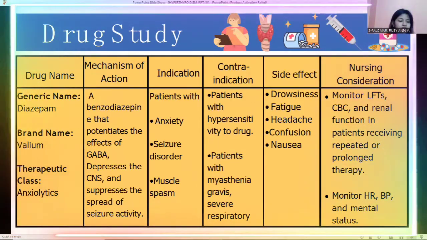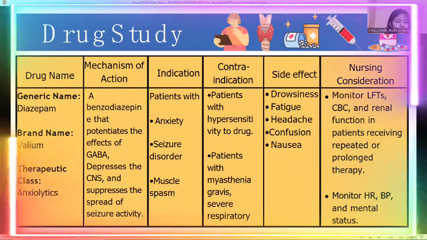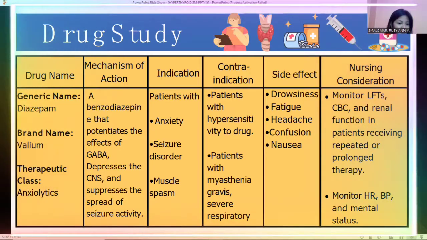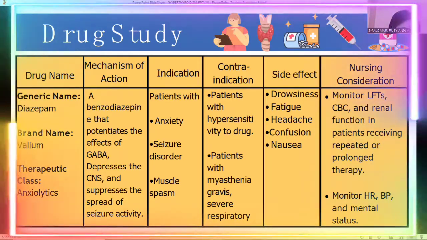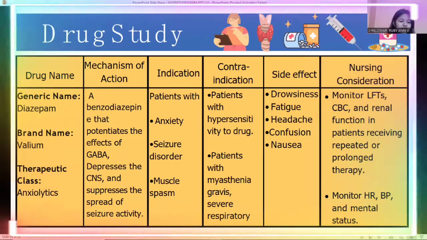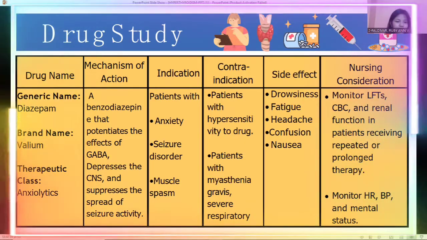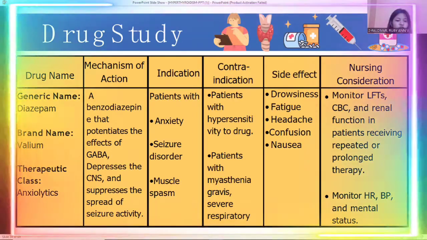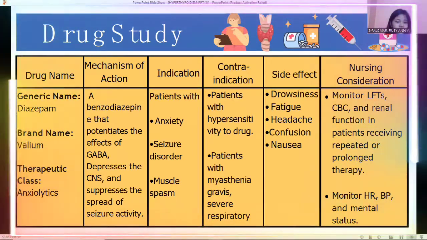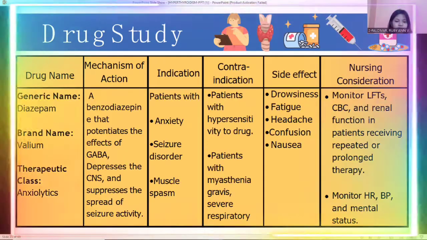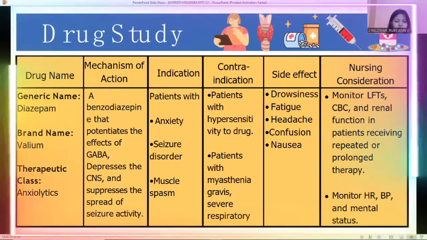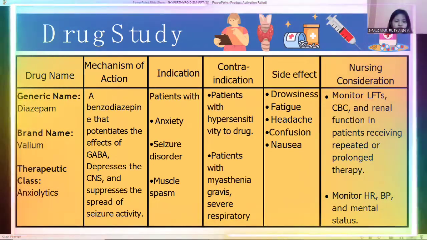Mechanism of action: a benzodiazepine that potentiates the effect of GABA, depresses the CNS and suppresses the spread of seizure activity. Indication, patient with anxiety, seizure disorder, and muscle spasm. Side effects are drowsiness, fatigue, headache, confusion, and nausea.